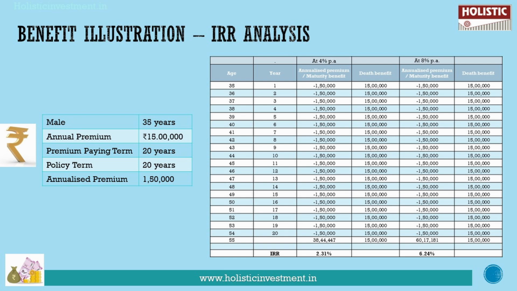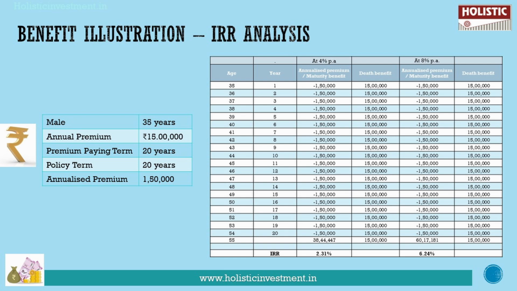As this is a market related instrument, we are going to calculate the IRR for two scenarios. One, for the worst case scenario, we are going to calculate it at 4% per annum, and for the best case scenario, we are going to calculate it at 8% per annum. Both these percentages are for example purposes, as given on the website. This is not guaranteed returns.